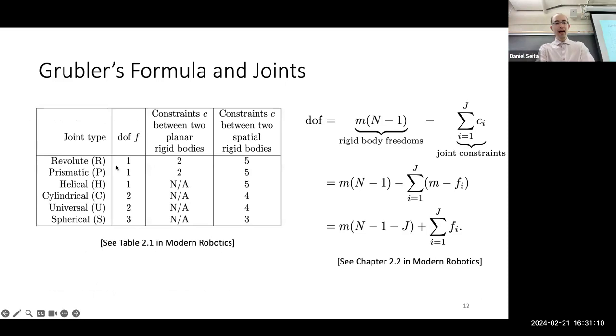Yeah. And if you want to know what to put in for F, you just look at this table. So revolute means you get 1 degree of freedom. Same thing with prismatic and helical. And then for these, you get 2. Then for spherical, you get 3. So, yeah. And this is how they derive F, but to use the formula, you don't actually need to know this stuff. You just need this column.